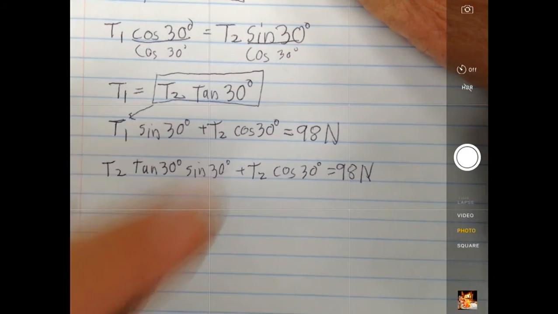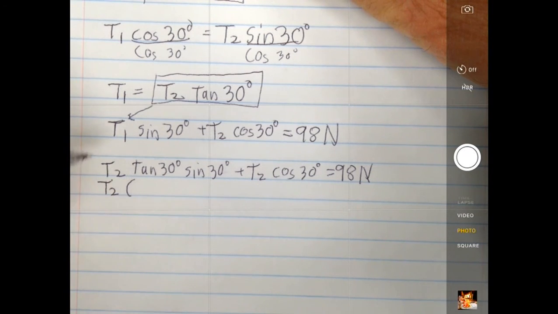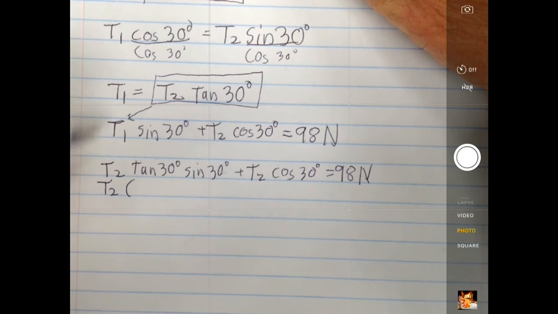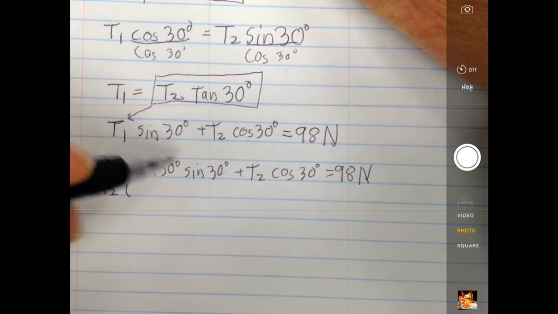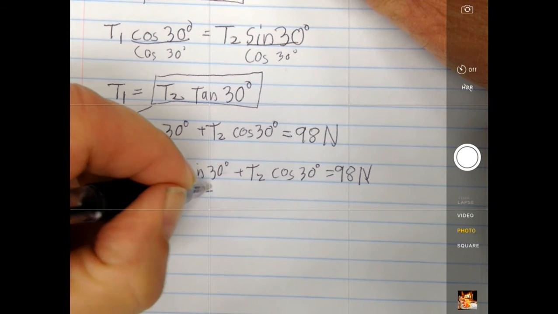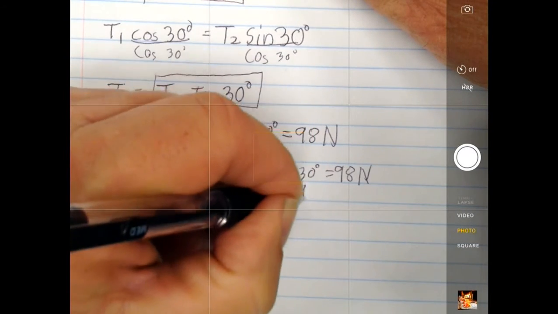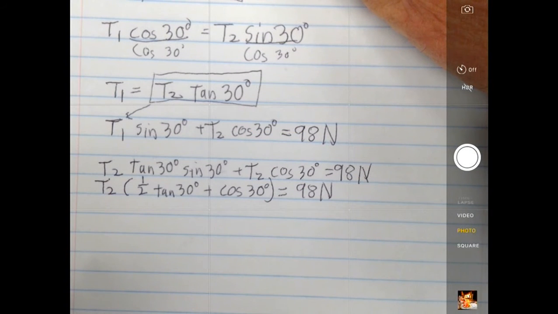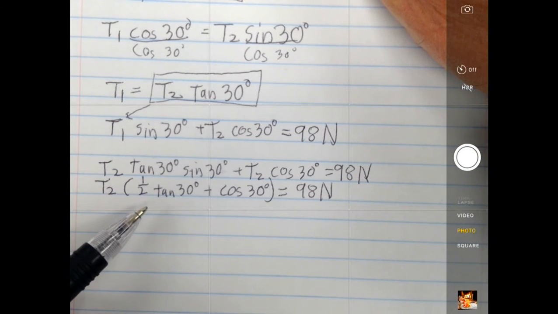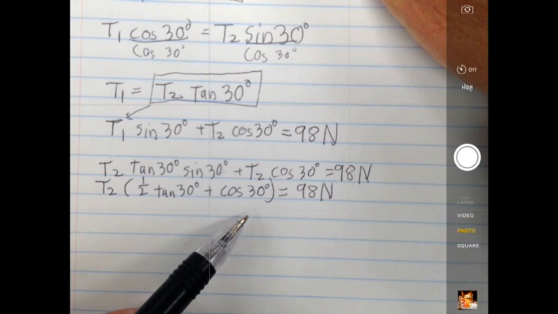By the distributive property, I can pull out a T2 and distribute it outside of parentheses. So right now, by the way, I know the sine of 30 degrees is a half. So I'm just going to write this as T2 times (1/2 tangent 30 degrees plus cosine of 30 degrees), in parentheses, and all that adds up to 98 newtons. Now, if you want to look up the tangent of 30 degrees, it's 1 over radical 3. The cosine of 30 degrees is radical 3 over 2.